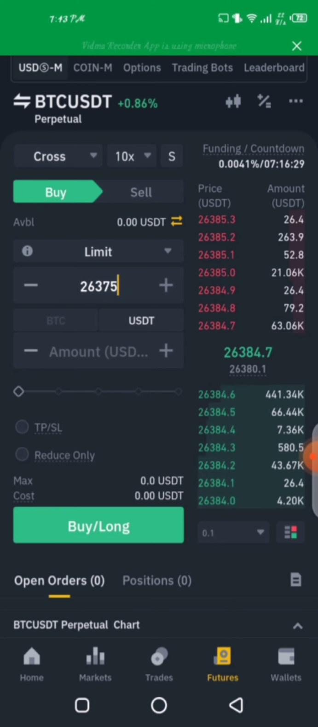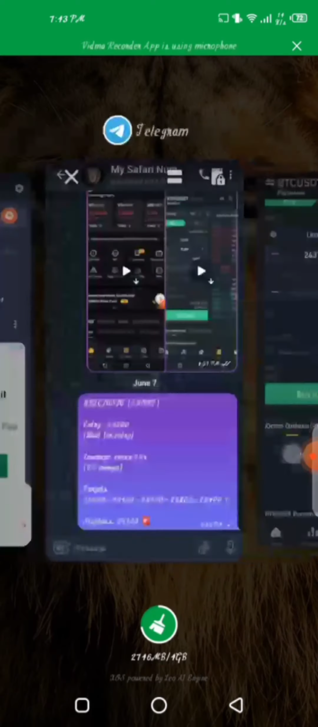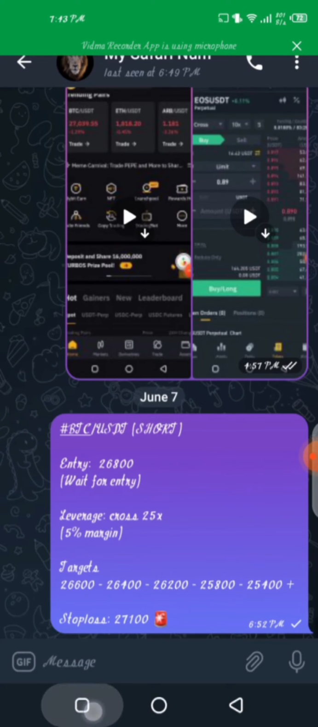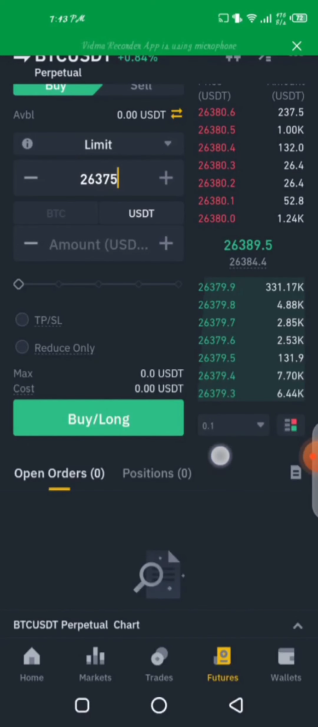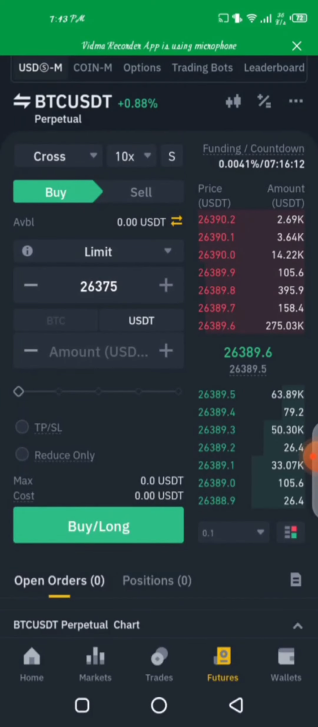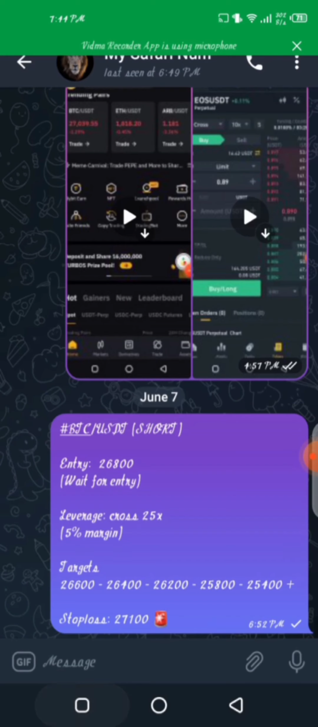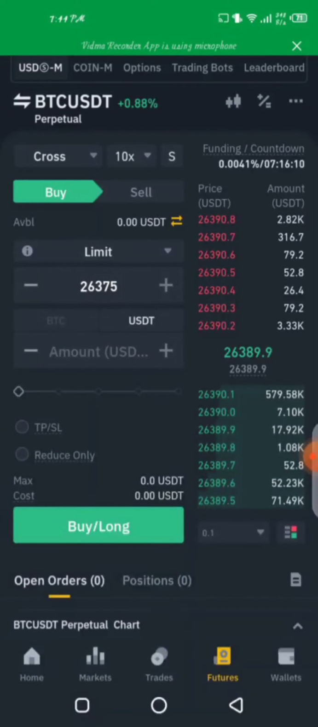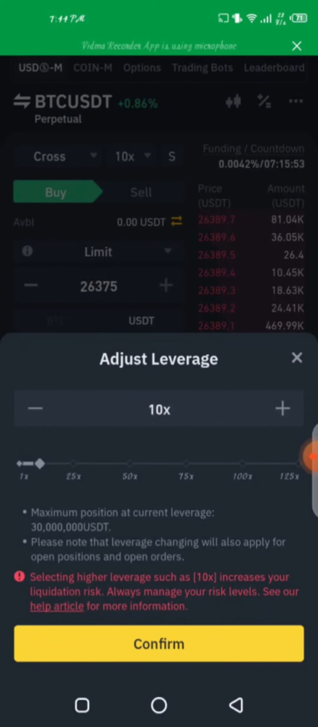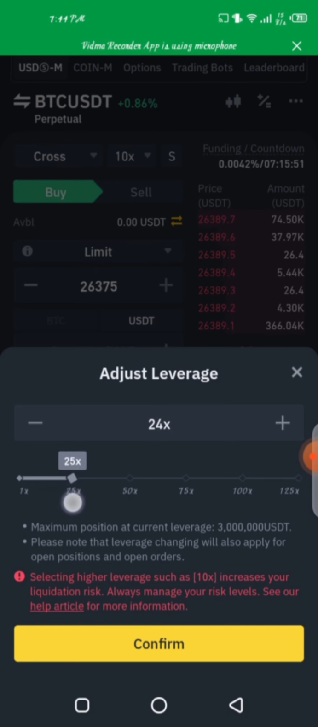Now currently the price is at 26,382, and the signal is saying enter a trade at 26,800. So how do you do it? You come here, you open a position. If you watch the signal, it's saying entry 26,800, leverage should be 25x. So you come here, I would always indicate this is the leverage, 25x. You confirm.